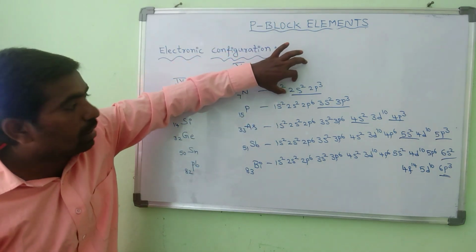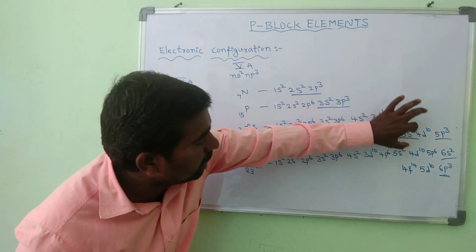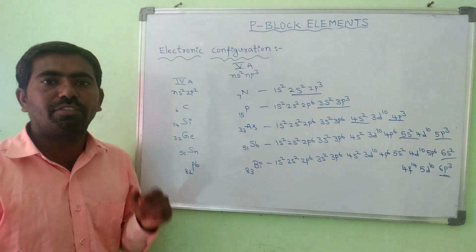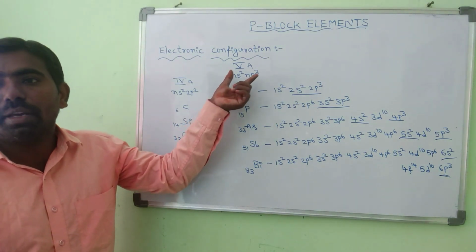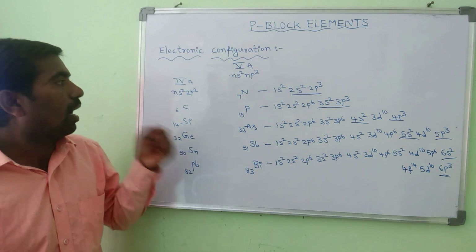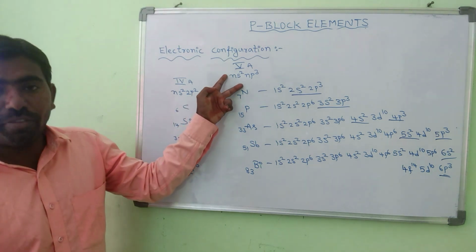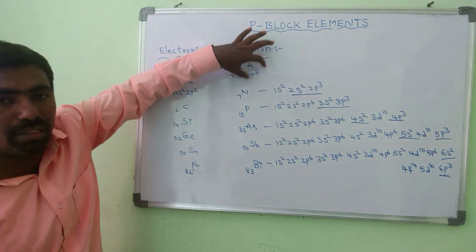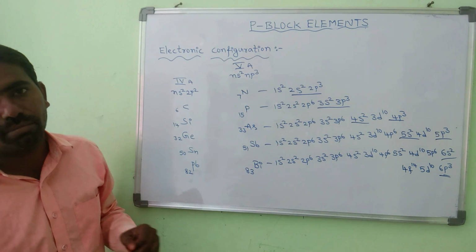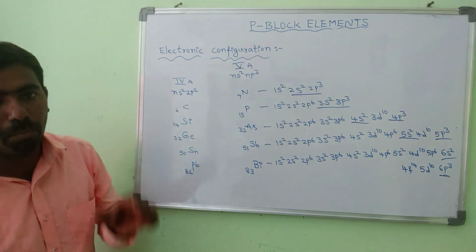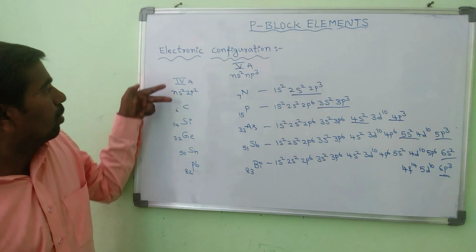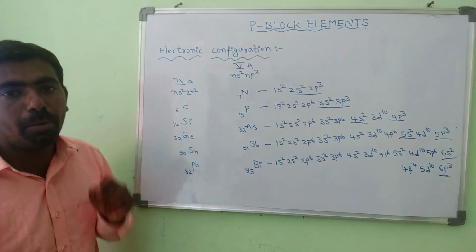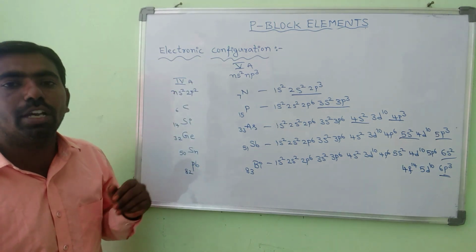Nitrogen 2, 3, 4, 5, 6. That's why we can say the general outer electronic configuration of 5A group elements is ns2 np3, and by the observation, s orbitals are completely filled and p orbitals are half filled. That's why these elements have somewhat more stability as compared to the previous group elements, that means 4th A group elements. This is about the electronic configuration of 5th A group elements.